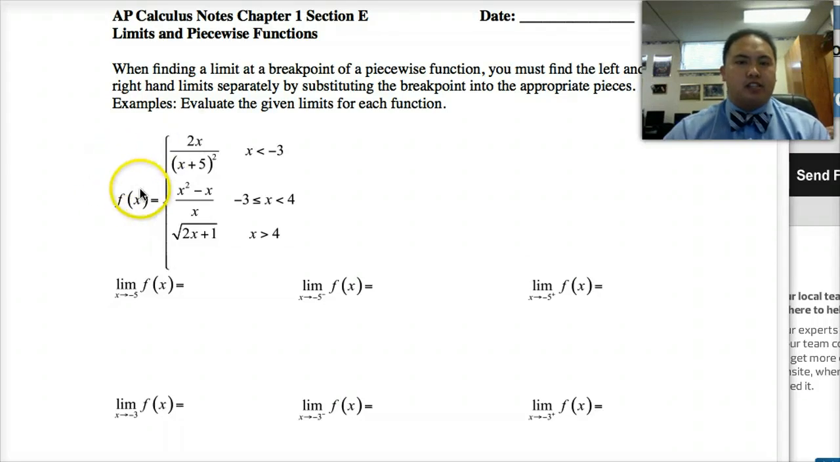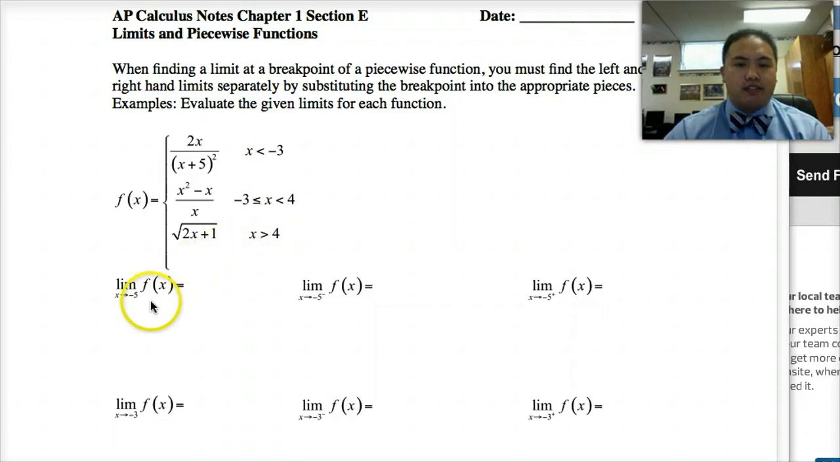So here's my piecewise function first, f of x, and it's made up of 3 different functions. 2x over (x plus 5) squared, (x squared minus x) over x, square root of 2x plus 1. This function is for all numbers less than -3. This one is for all numbers between -3 and 4. And this one is for all numbers greater than 4.